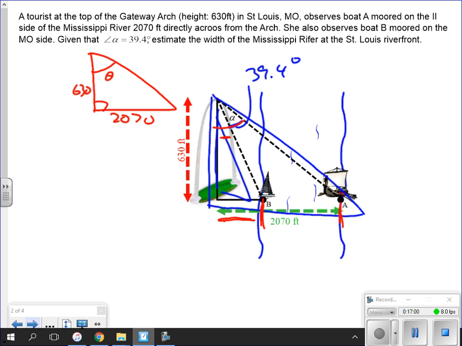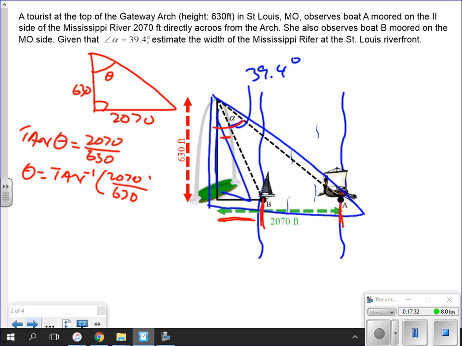Which of my three trig functions does not use the hypotenuse? The tangent. So that's what I'm going to set up. Set up a tangent. Tangent of theta is equal to 2070 over 630. Theta equals the inverse tangent of 2070 over 630.